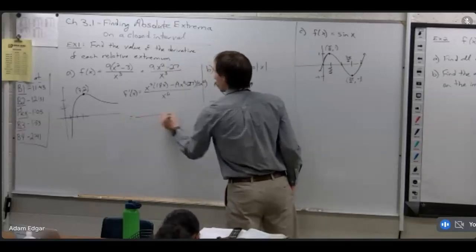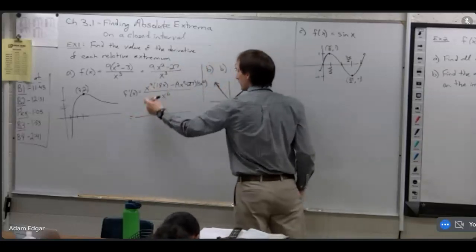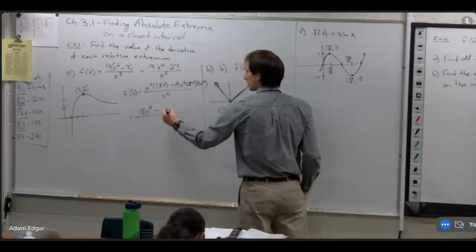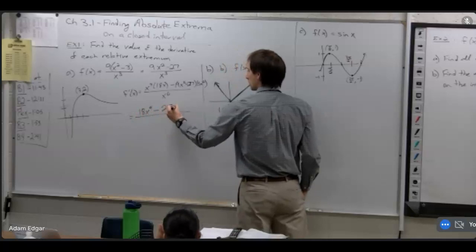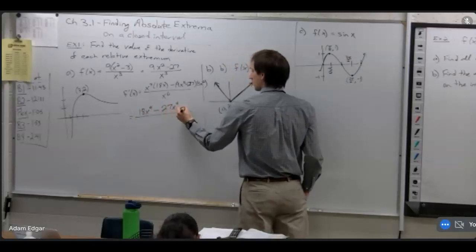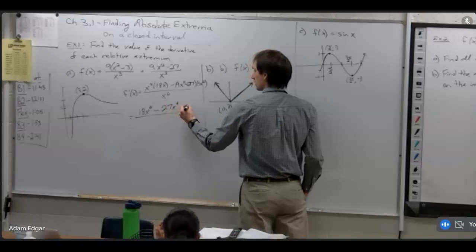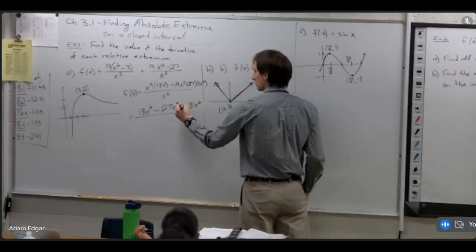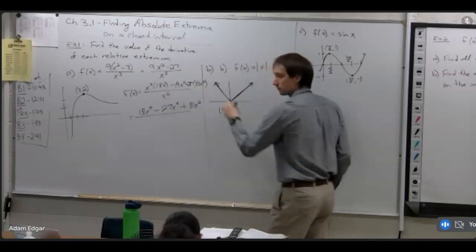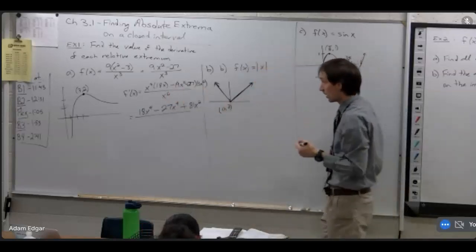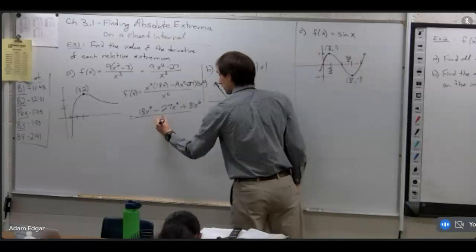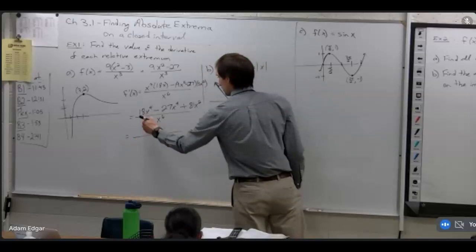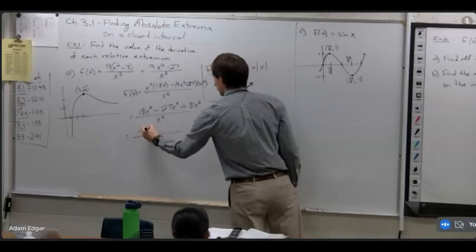So if we multiply this out, what do we get here? 18x to the fourth minus, and then 81x squared. Is that a plus or a minus 81? Plus, right? Because we have a minus the negative, so that's going to be a plus. And then negative 9x to the fourth plus 81x squared.